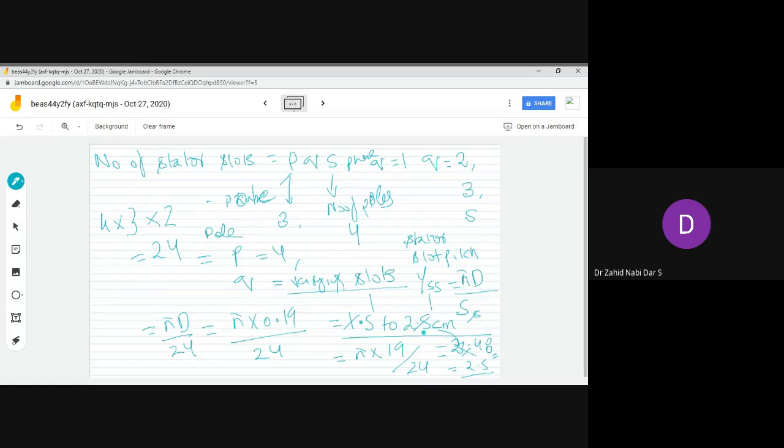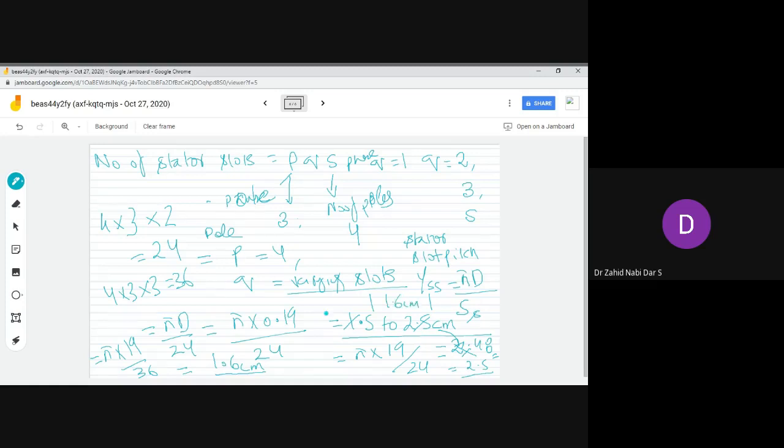Now if you change the q value to 3, it will become 4 into 3 into 3, so it will become 36. Now here it will become pi into 19 by 36. So what is the value you are getting? I think you are getting 1.6 centimeter. So 1.6 centimeter is within this range.